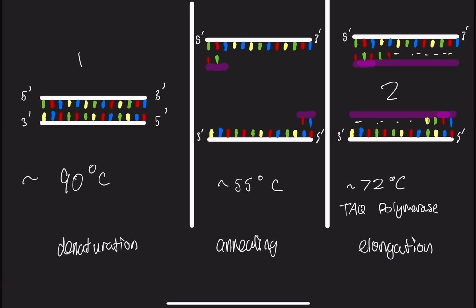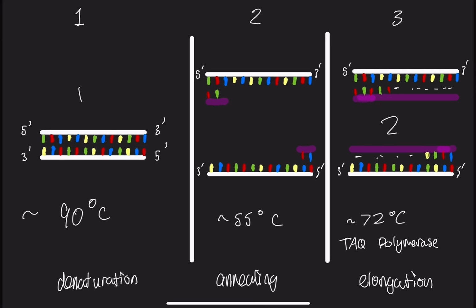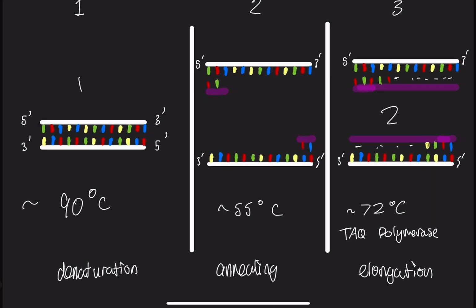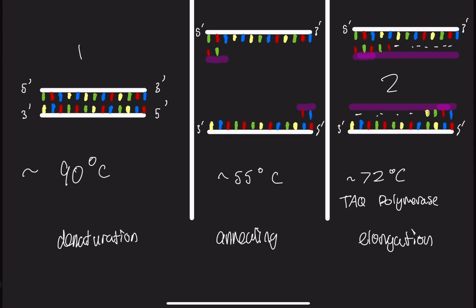But wait, I know what you're thinking. At the start, I said this is the process to generate a large amount of DNA. But from here, I did double the amount of DNA, but it only went from 1 to 2. So how does this work? How am I going to get a very large quantity?